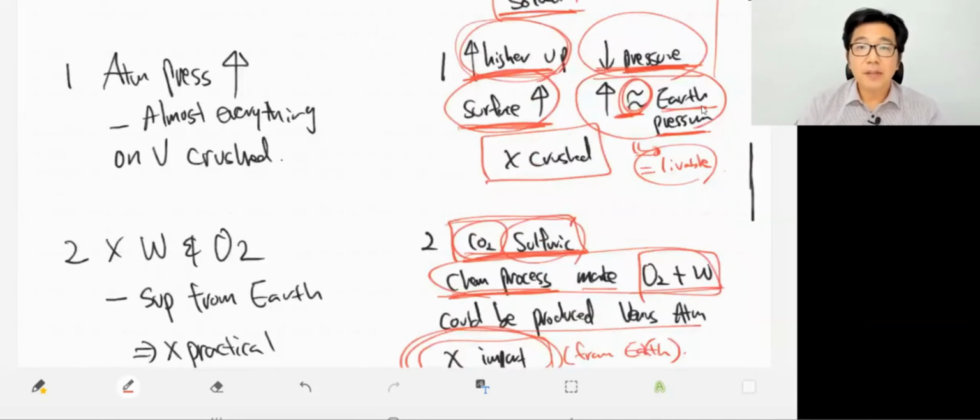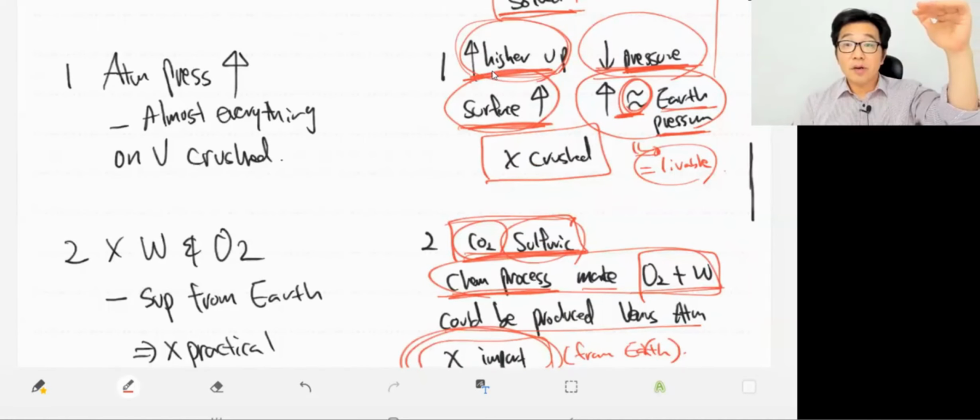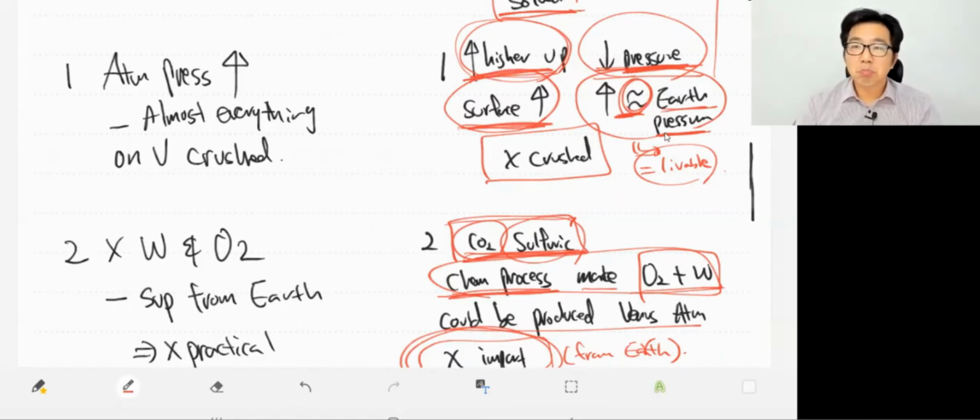First, as you go higher up in the atmosphere, the atmospheric pressure drops. So at the station, the atmospheric pressure would be similar to Earth's pressure, so nothing will be crushed and humans could live.